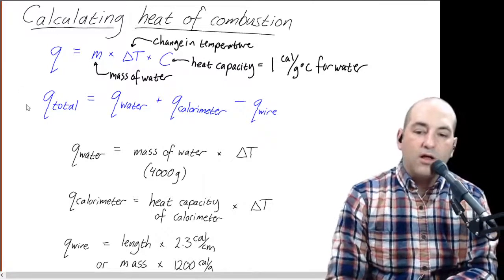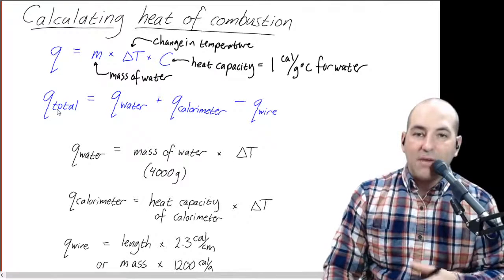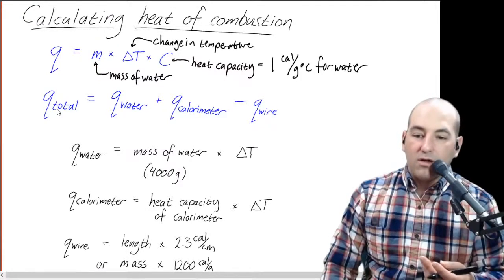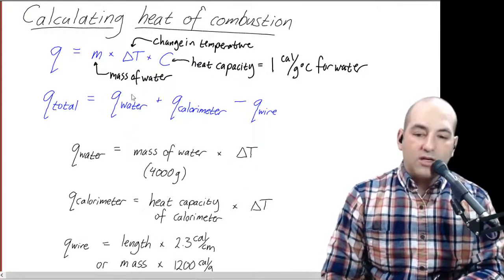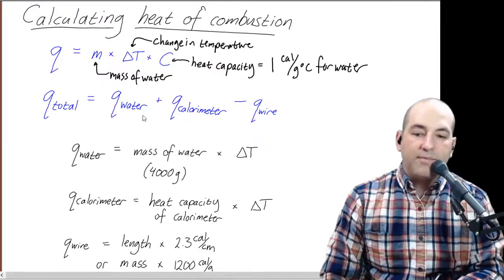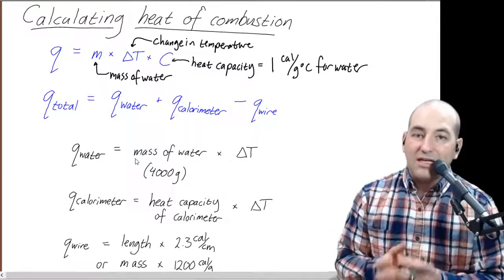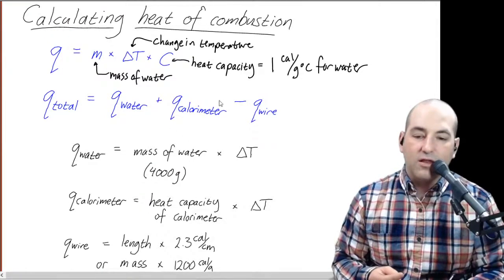And so to get the total amount of energy that came out of that calorimeter, we need a little bit more information. The reason is because, yeah, we can talk about how much energy heated up that water, but there's also this huge hunk of steel in there, and it took energy to heat that thing up too. And that's what we call our heat that's going into the calorimeter.